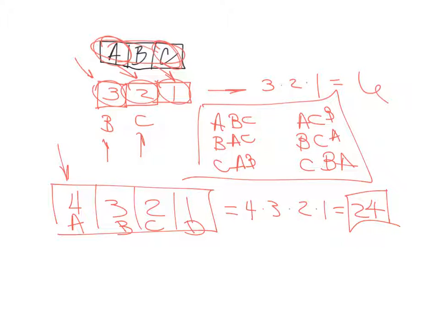Alright, so the different ways that we arrange these has a name for it, and it's called a permutation.